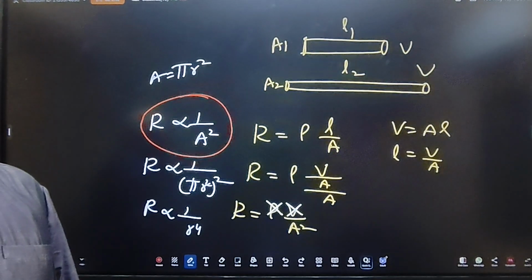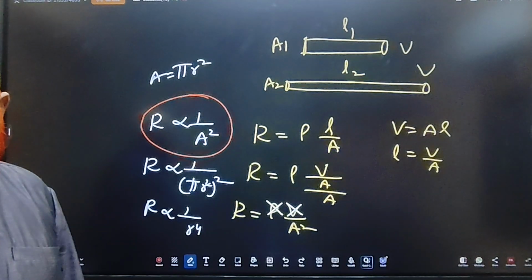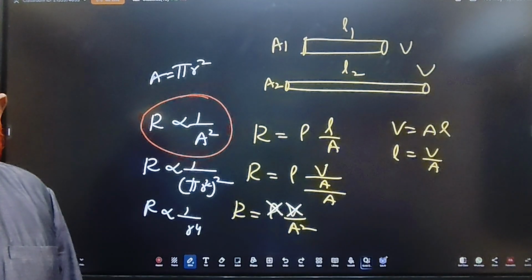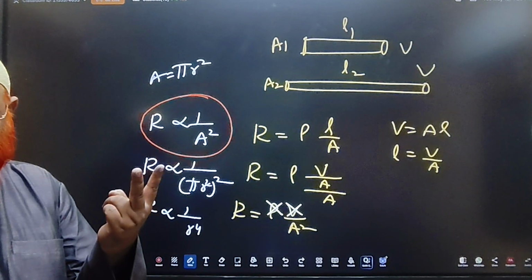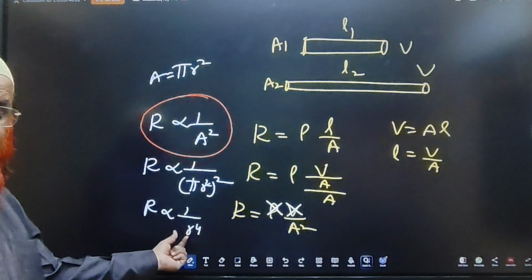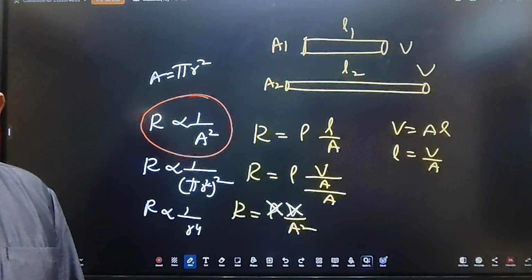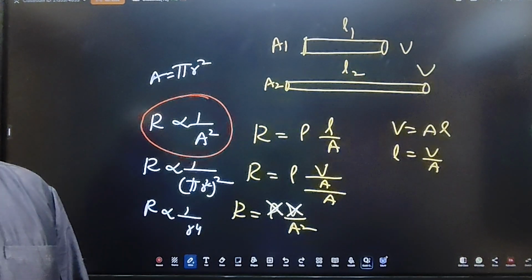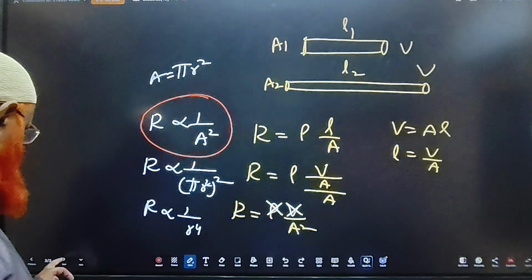16 times. 16. Doubled, no? 2 to the power of 4. One more 2, pairs of 2's. 2 to the 4. So if the radius doubles, resistance becomes 1 by 16 times. I'll tell you how.